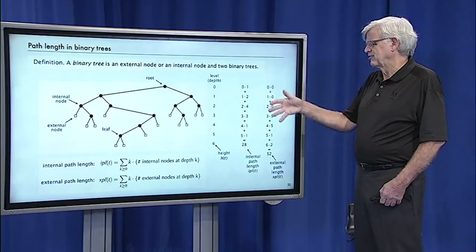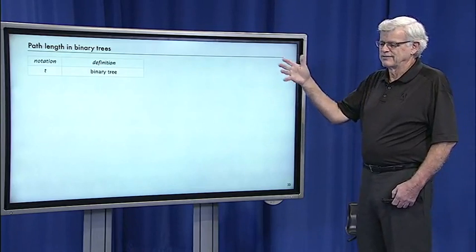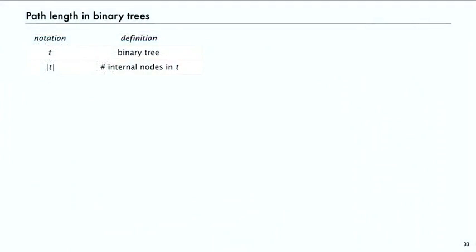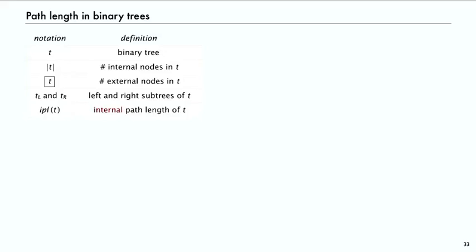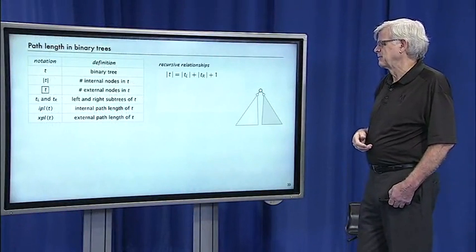There are relationships among these that are easy to prove. It's all recursive, and there's a lot of notation to be able to talk about these things. So let's look at some simple relationships among them. We're talking about binary trees, and we have the size function, and just a different size function for external nodes. Its left and right subtrees we will indicate with TL and TR. IPL stands for the internal path length. XPL stands for the external path length. So that's all the notation, and again, these are simple quantities to define, as I did on the previous slide.